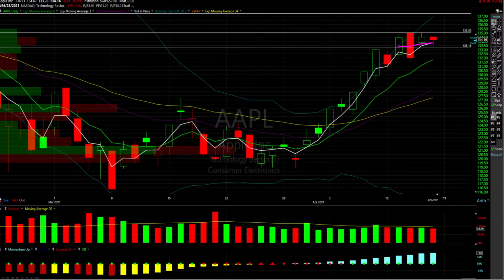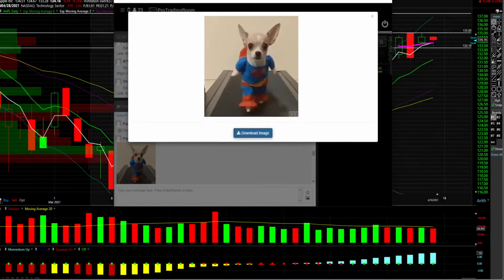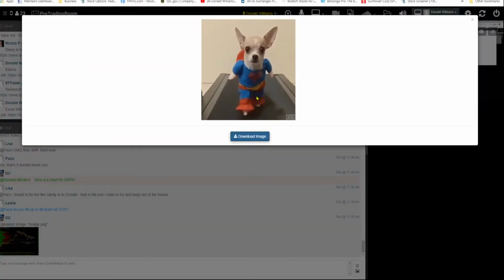Paco, that GIF is hilarious. Is this the new warning that's going to come on all the Peloton machines? Unless you have a super dog or super pet or child, don't operate your treadmill around the animals and pets. That's funny.